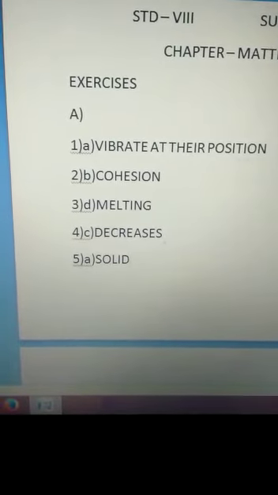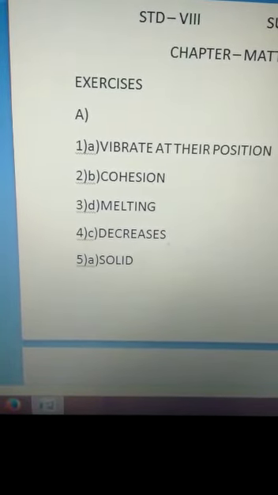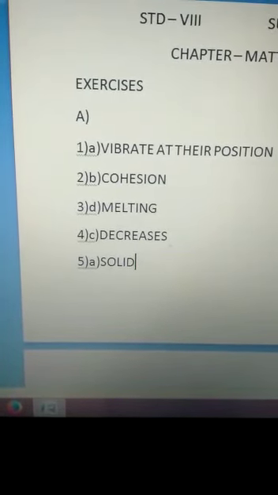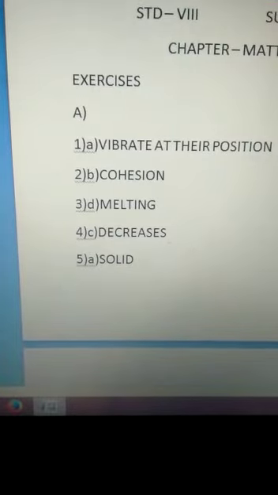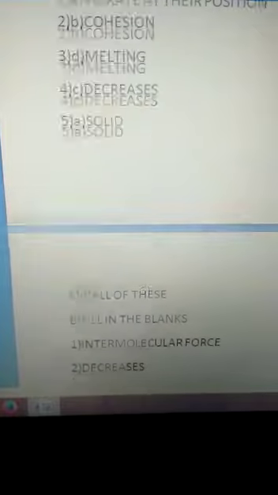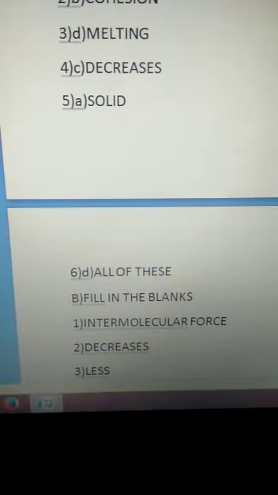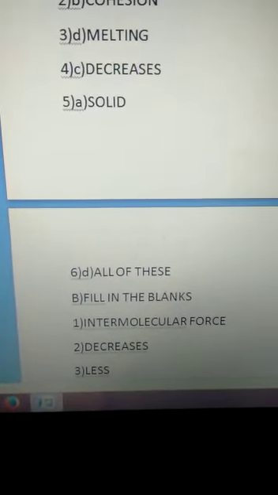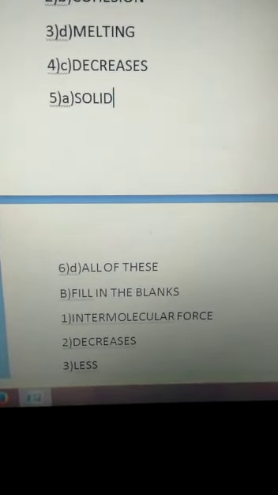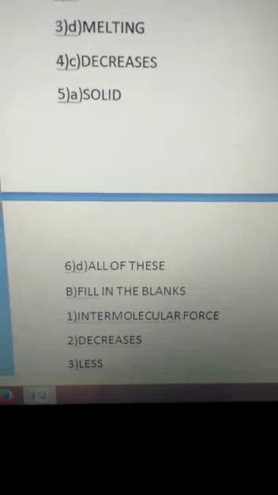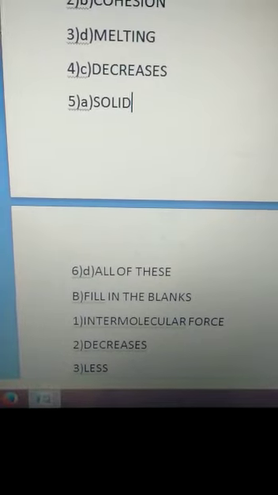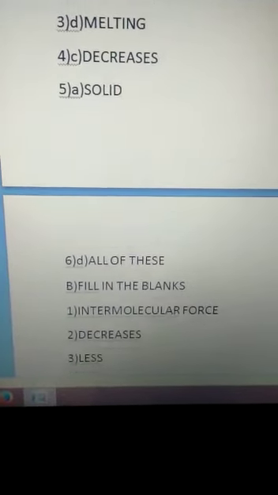The state of matter in which kinetic energy of the molecules is so small that they cannot overcome the intermolecular forces of attraction, that is the state of solid. Now move on to the next one, question number 6: in case of convection currents, all the above options are possible, that hot molecules rise up, cold molecules sink down, molecules actually move from their places. Now move on to fill in the blanks.